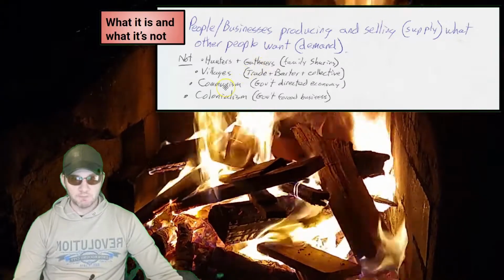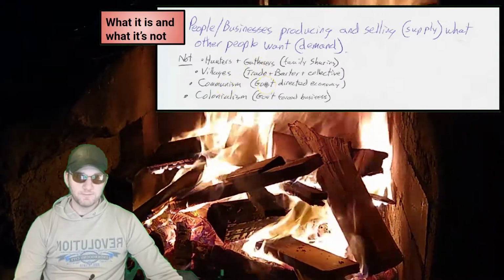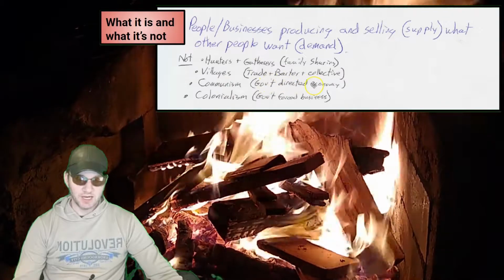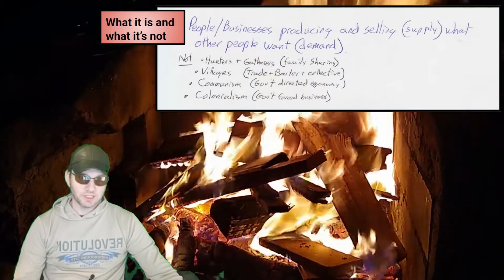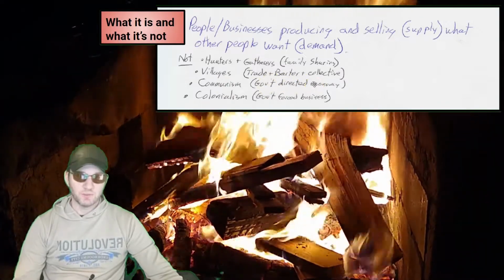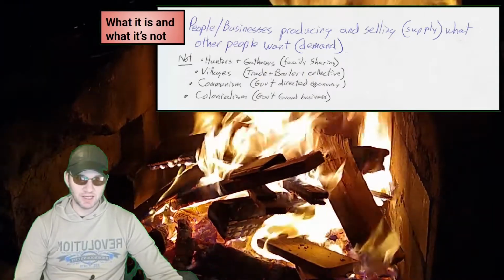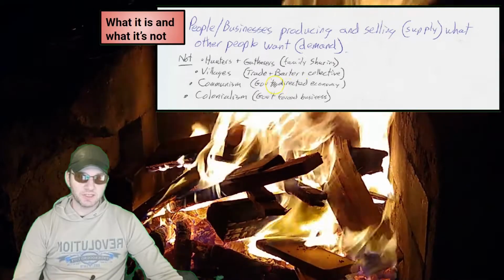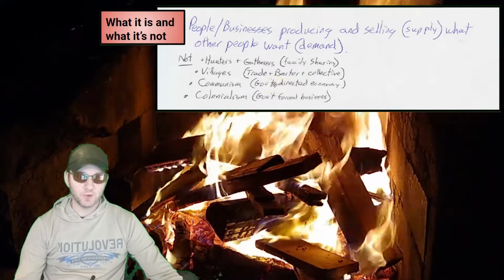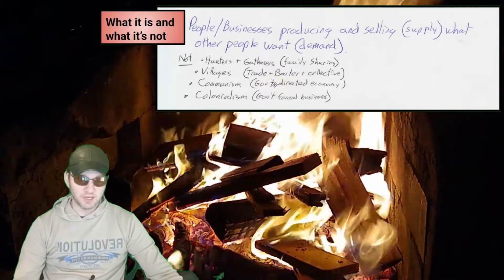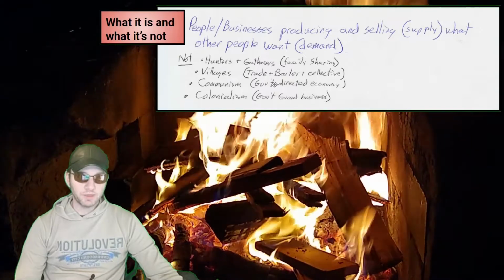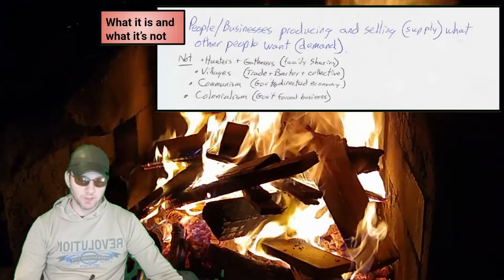Capitalism is not communism. Communism is a fully government-directed economy where the government says what to produce, the government says how to produce it and for whom. We don't have a lot of buying and selling with money. Communism is a forced economy with the goal of the government telling everybody what they get, when they get it, and how to work for it.